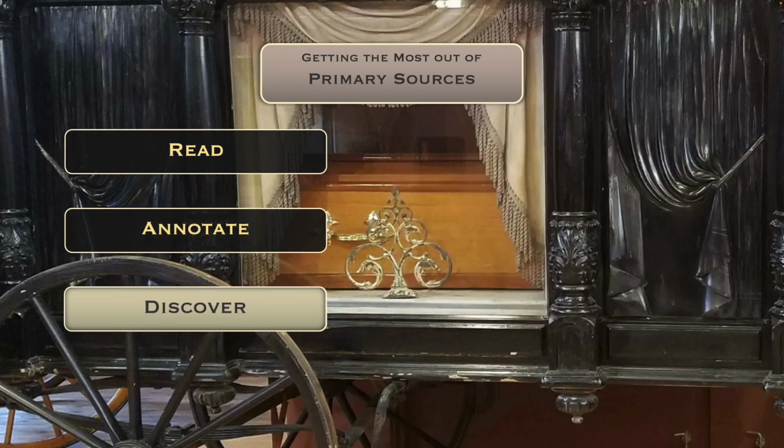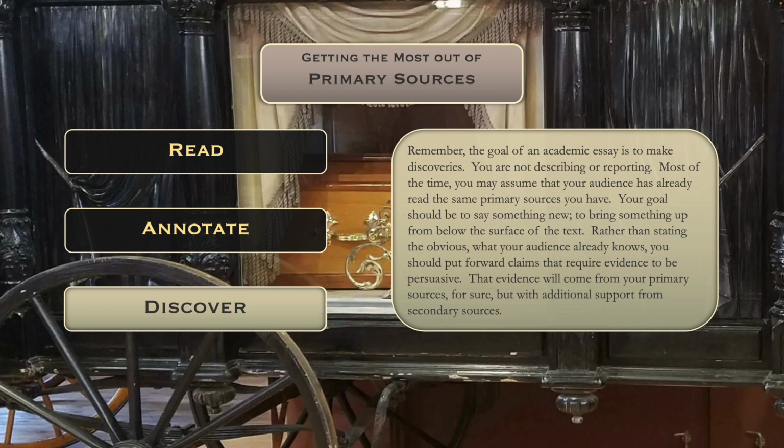Finally, let's talk about discovery. Remember, the goal of an academic essay is to make discoveries. You're not describing, you're not reporting. That's what we do in primary school, writing book reports and so forth. Most of the time, when you're writing an academic essay, you may assume that your audience has already read the same primary sources that you have.